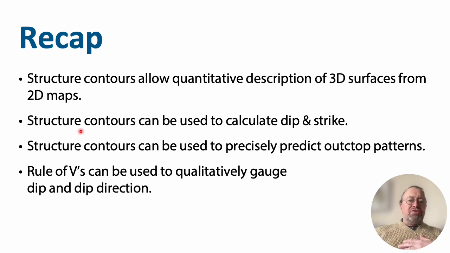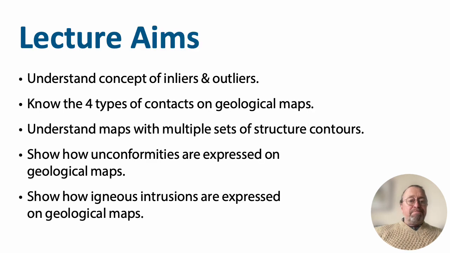And we also learned how to use structure contours to calculate the dip and the strike. The spacing and the scale of the structure contours help us to define and understand that. And also we saw how the interaction between the topography and the structure contours allows us to predict where the outcrop is going to occur. And hopefully you also learned a little bit about intuitively interpreting geological maps using the V rule to try and understand which way stratigraphy might be dipping by just looking at the map pattern and comparing it with the topography.